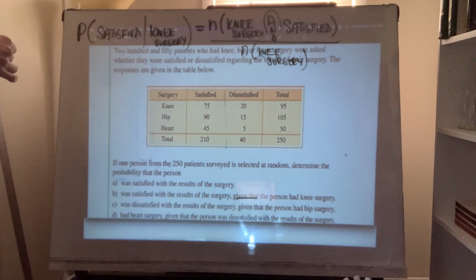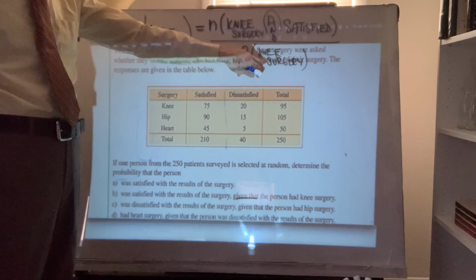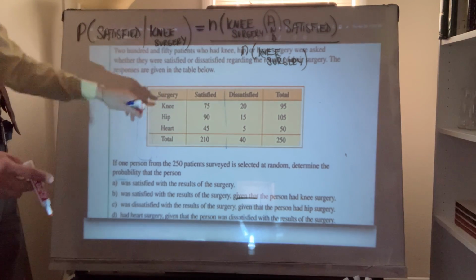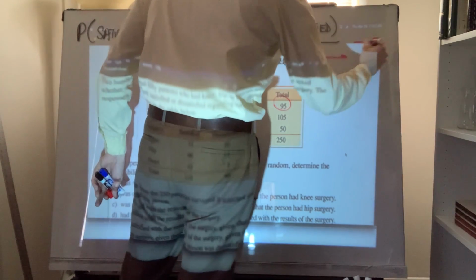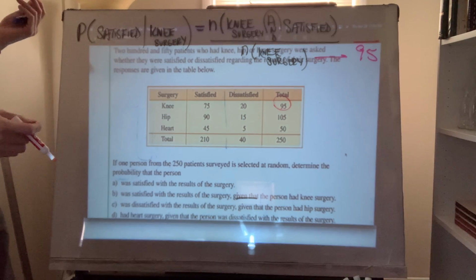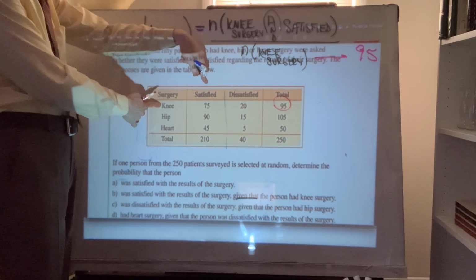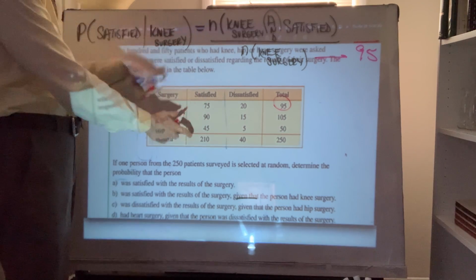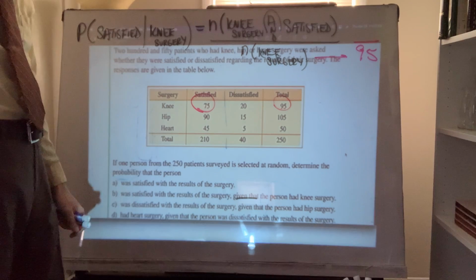Okay. Again, maybe start with the bottom, because it's the less complex of the two. The number of people who had knee surgery. Well, here's knee, and here's the total here. So 95. All right. How many people had knee surgery and were also satisfied? 75. Right? That's the situation that is the intersection.